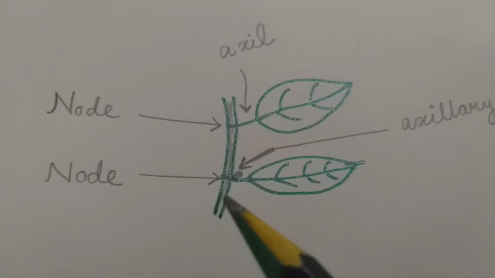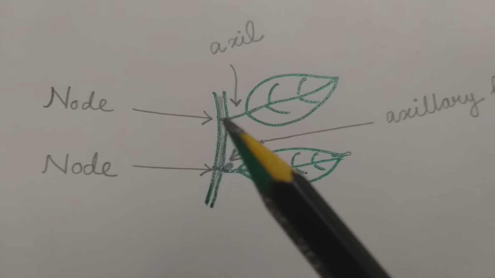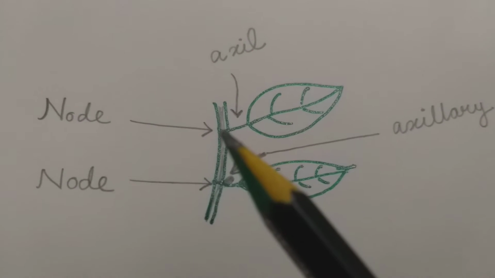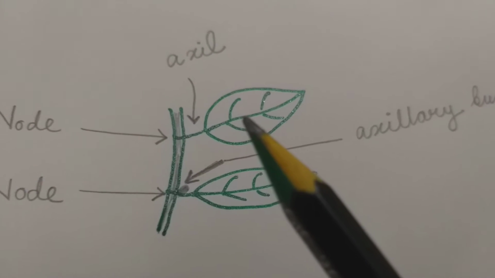All stems have nodes. One node, the next node, and so on. At each node, a leaf is borne.